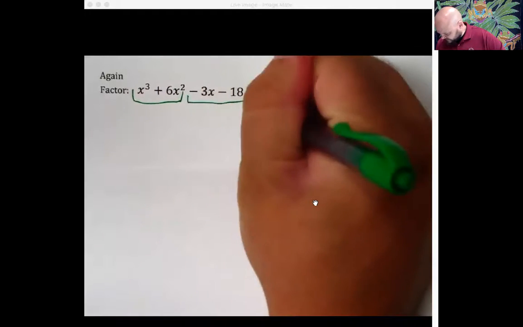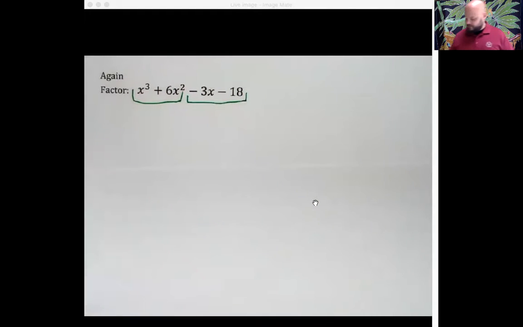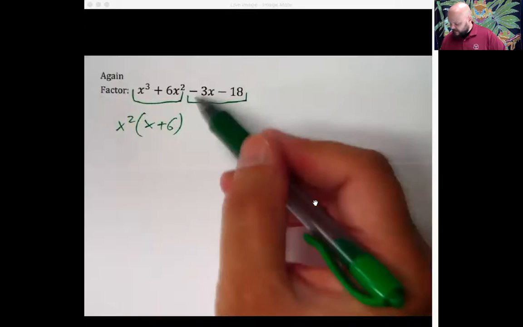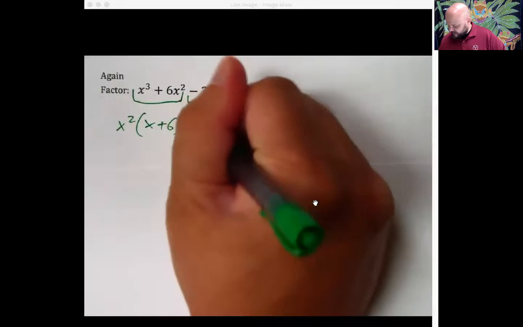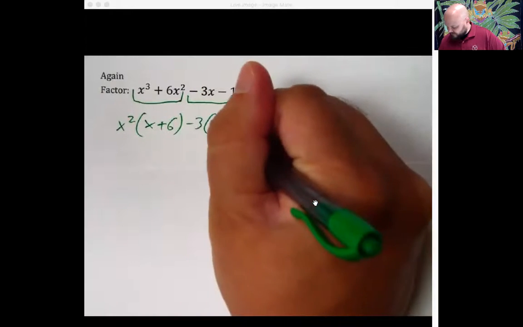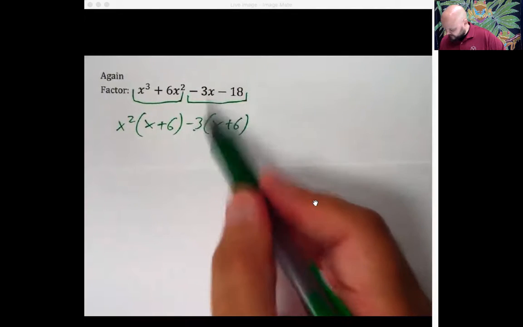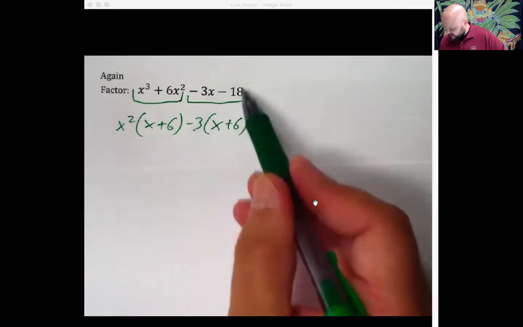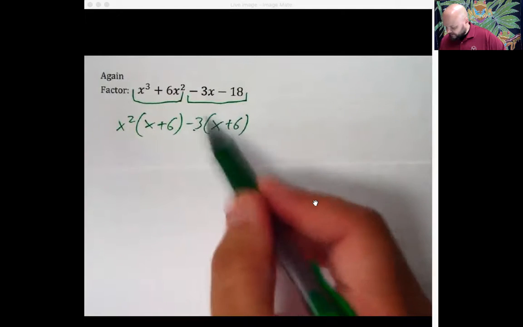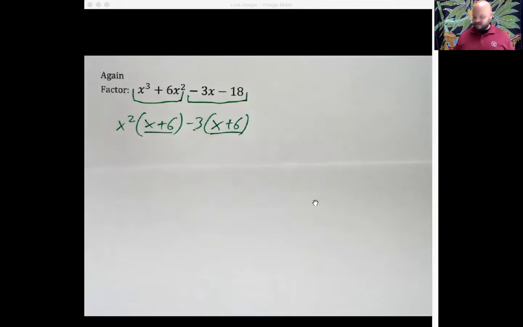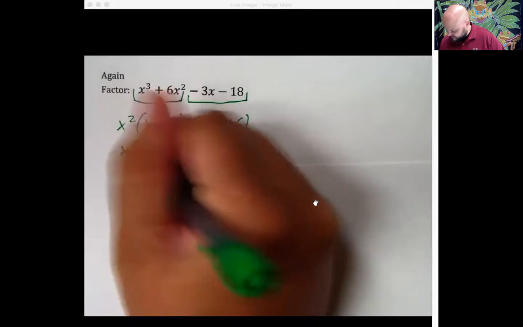What we've got here is definitely a negative situation. Because if you look at your first two terms, you're going to take out that x squared. And in the front, you're going to have x plus 6. Now in the back, you've got negative 3x minus 18. We're going to pull out that negative 3 so that what's left over is x plus 6. Take a look. Negative 3 times x makes negative 3x. Negative 3 times 6 makes negative 18. I've got to pull out the negative 3 so that the x plus 6's are the same. Once they're the same, I can factor out that x plus 6.